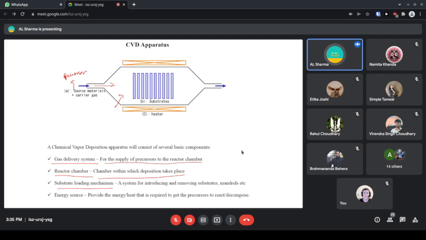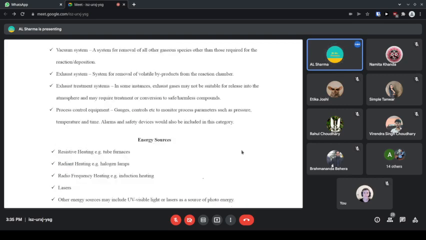Third is the substrate loading mechanism. These are the substrates here, and this is how the reaction gases get deposited over the substrate. It is a system for introducing and removing substrates, mandrels, etc. Energy sources provide the heat that is required to get the precursors to react or decompose. A vacuum system is required for removal of all gaseous species other than those required for the deposition reactions.